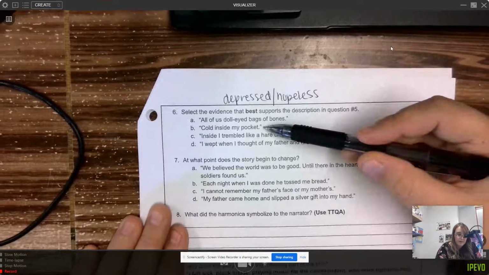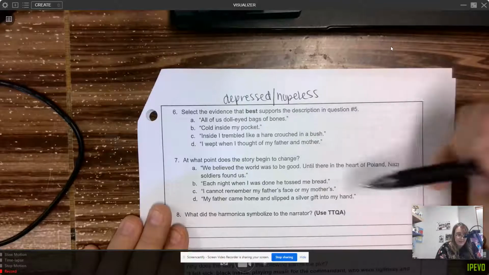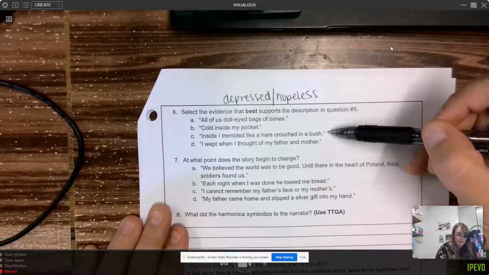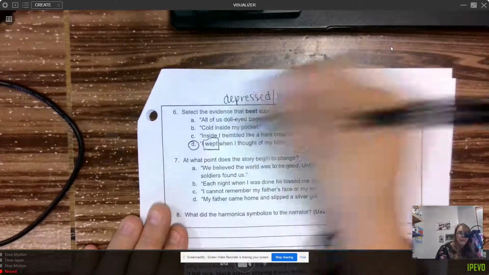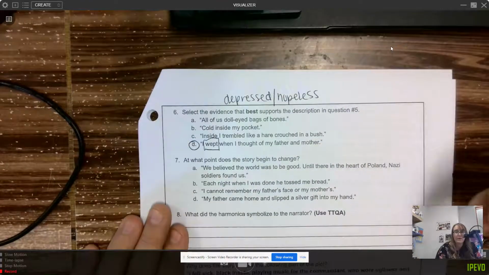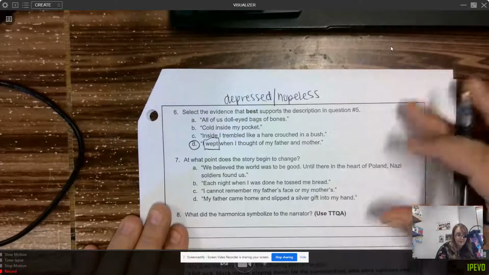Well, it's not how he touches it. It's not describing them. And it's not when he's about to play for the commandant. So it's definitely D. I wept. The weeping tells us that he is sad or depressed or hopeless.